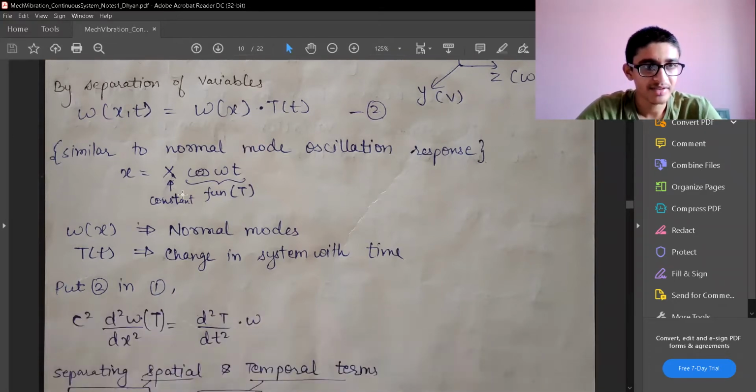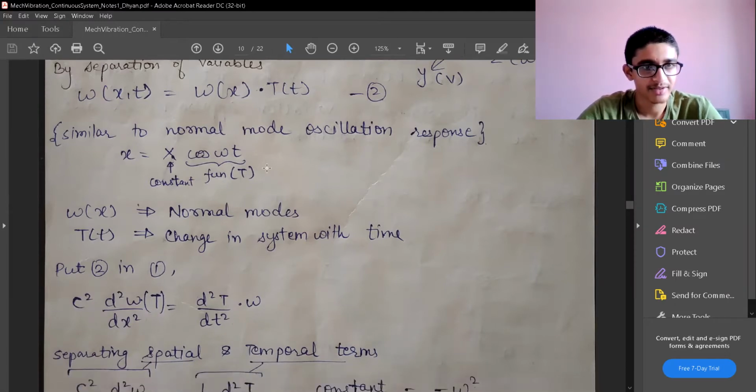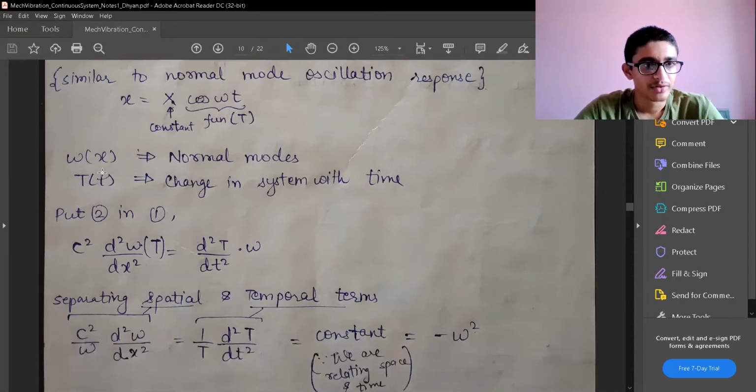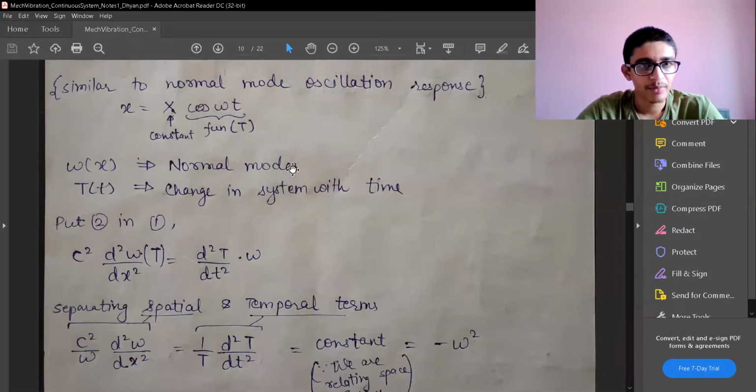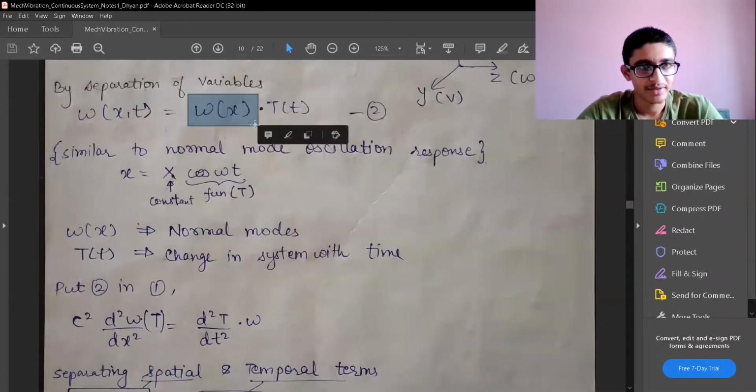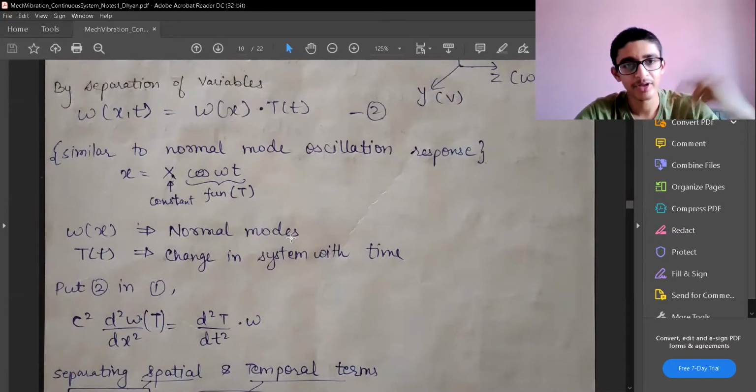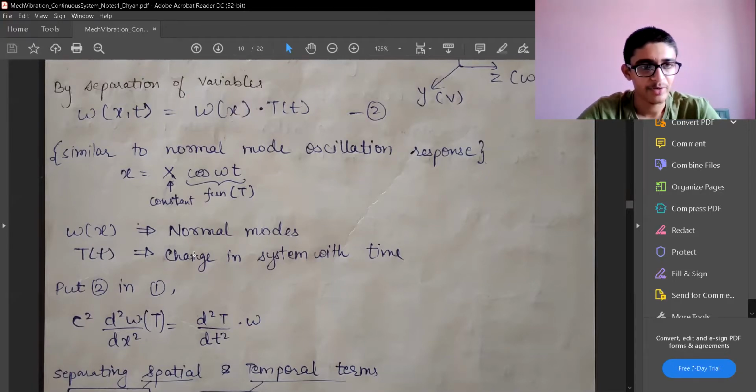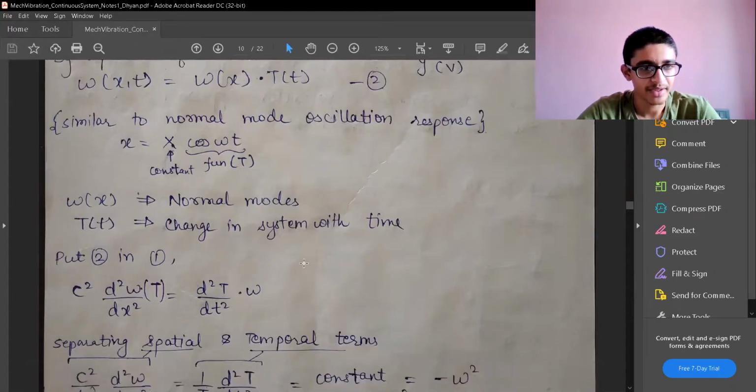Now this is similar to the normal mode oscillation response, where x was equal to X cos omega t. The X was constant earlier, but right now it is going to be a function of x, and the second part is the function of time. So w of x will give us the normal modes, that is, the functions which give me the mode shapes, and T of t is the change in the system with time.